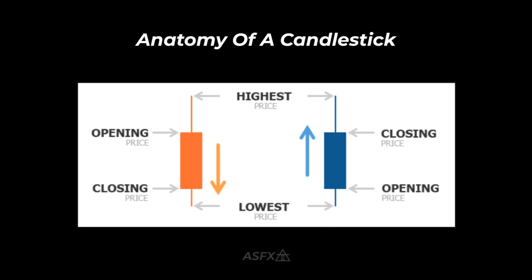If it's a bearish candle, the opening is going to be at the top of the body and the close price is going to be at the bottom of the body. If it's a bullish candle, meaning it moves higher, the bottom of that candle body is your open price and the top of that candle body is your close price.